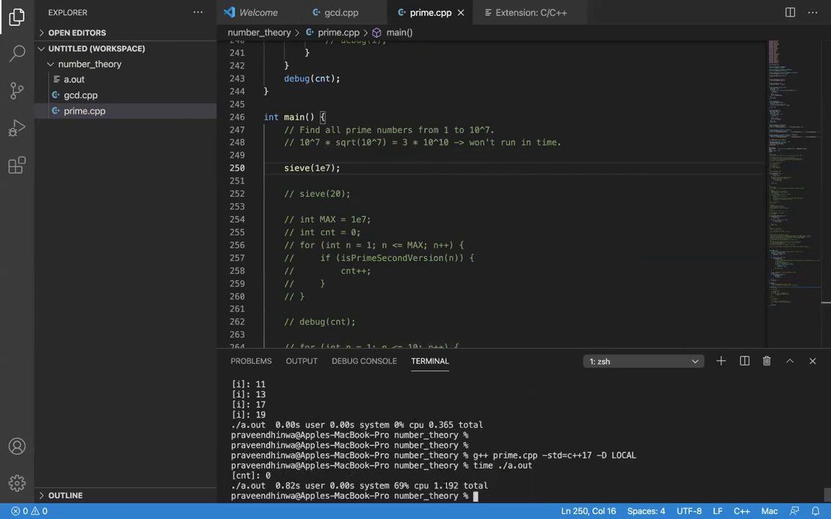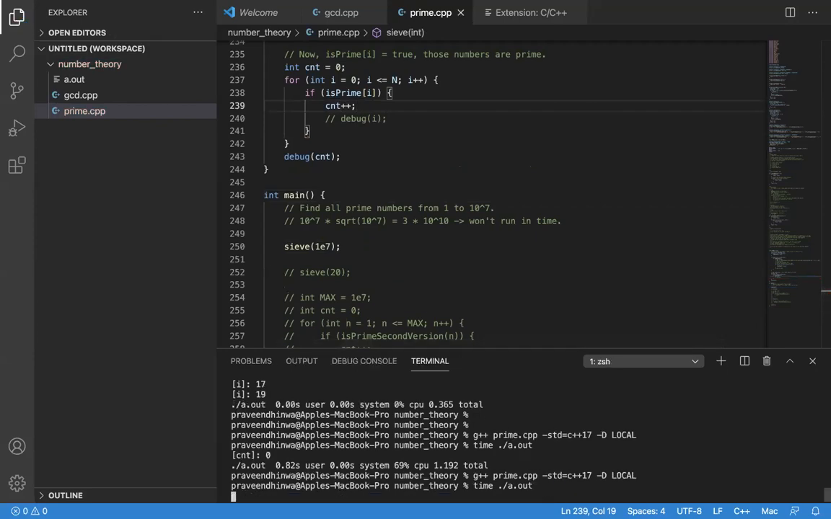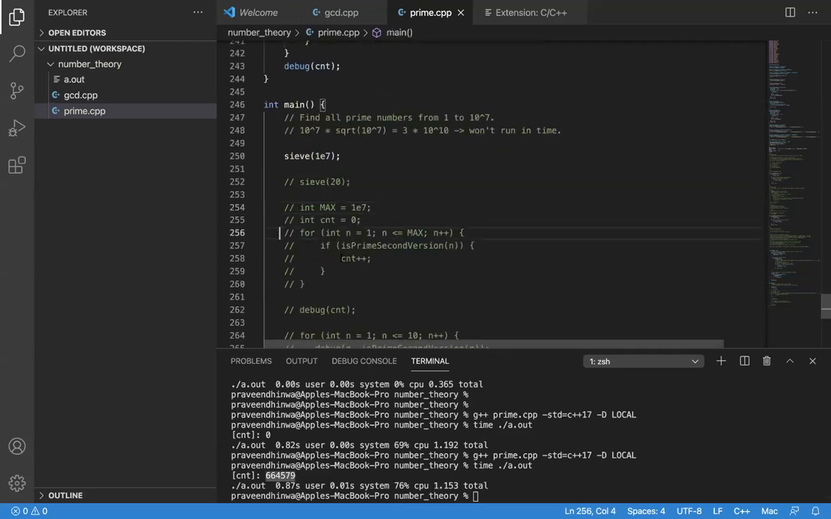So it took 1.192 seconds. And how many, sorry, there's something wrong because count is 0. So we are making some mistake. It should be count plus plus. Let's see how much time it takes. So it is saying 664579. Let's match this number with the other method also.